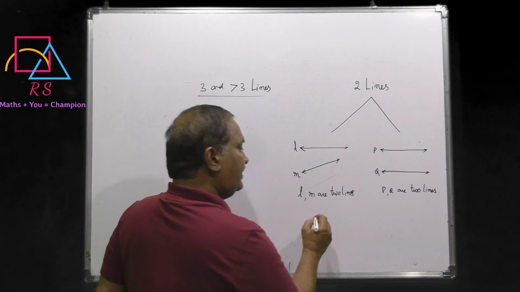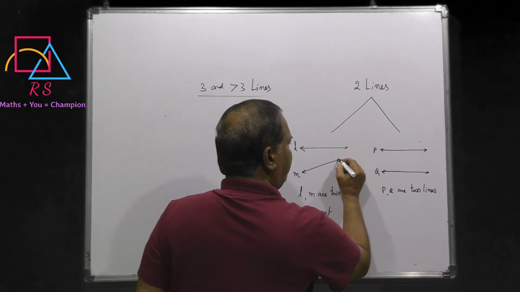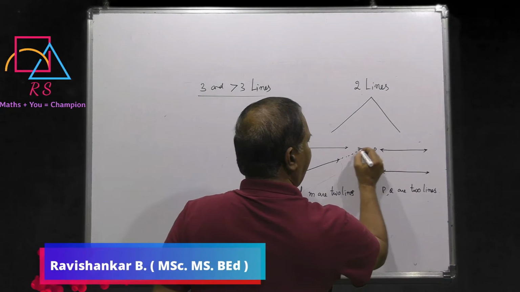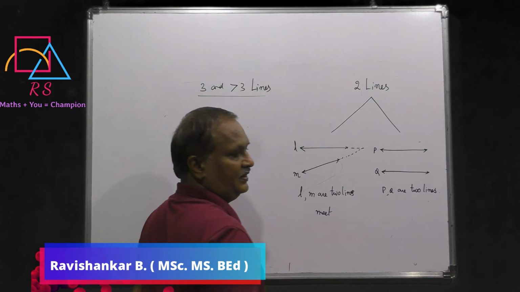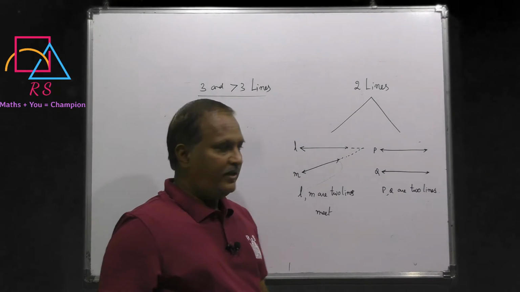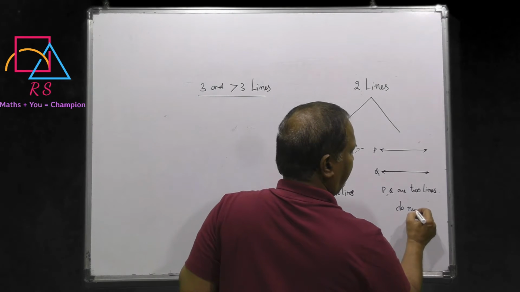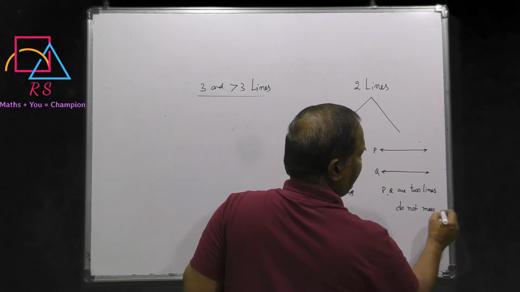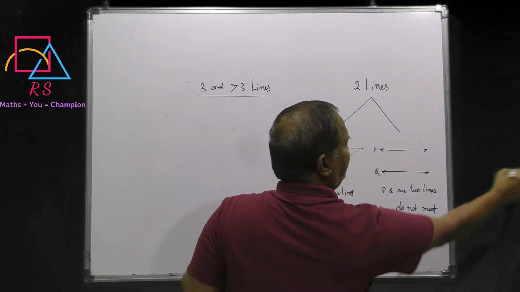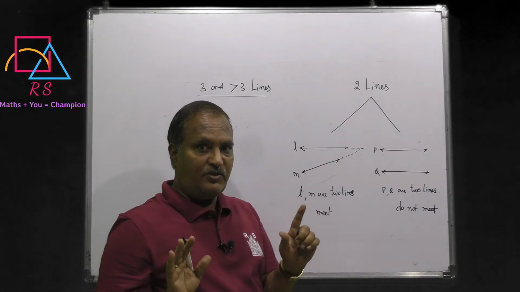So that means here they meet. If you extend it, it will meet somewhere. So they meet at some point. This is one way. And here they do not meet. However you extend it, extend like that, extend like this, they do not meet. These are the two ways.